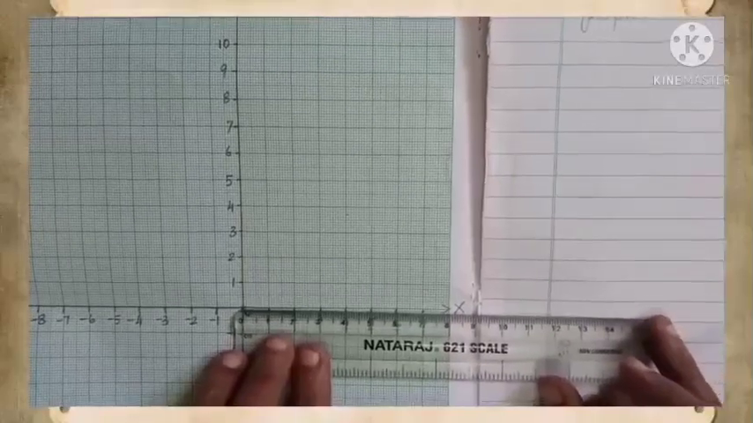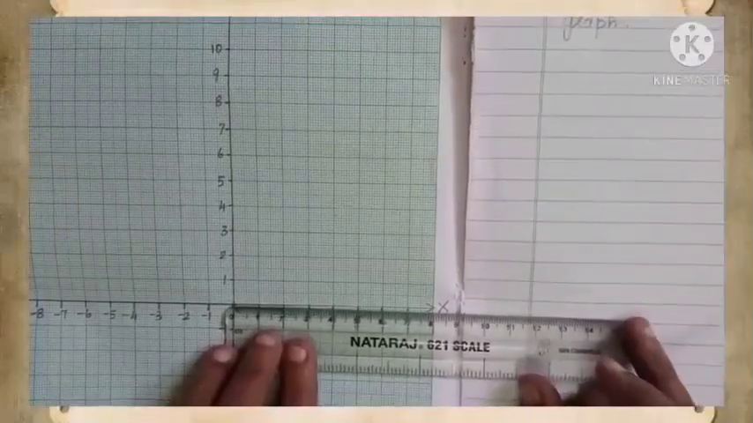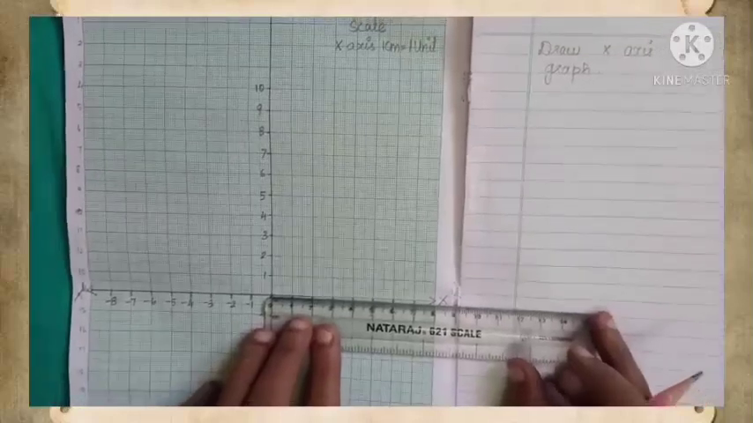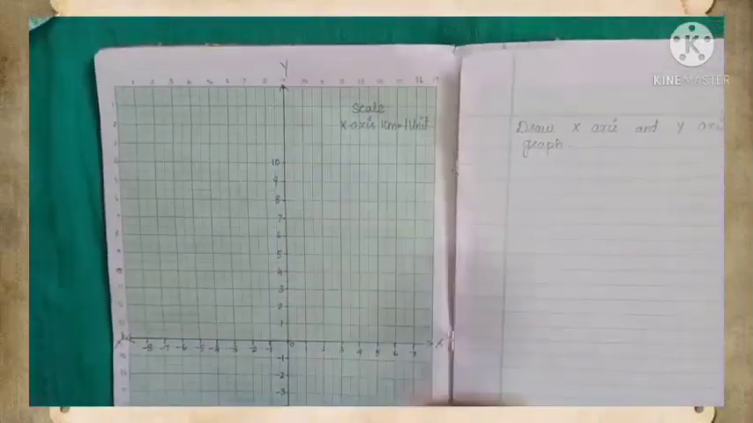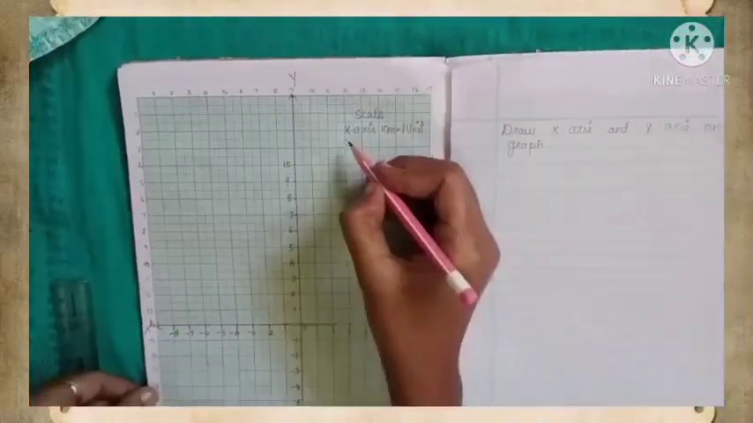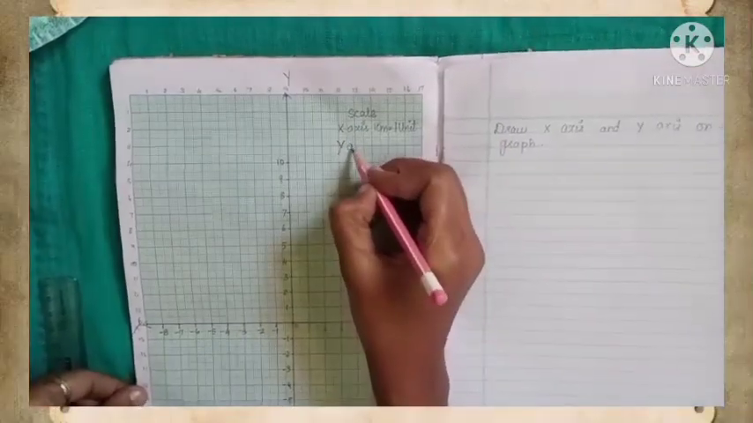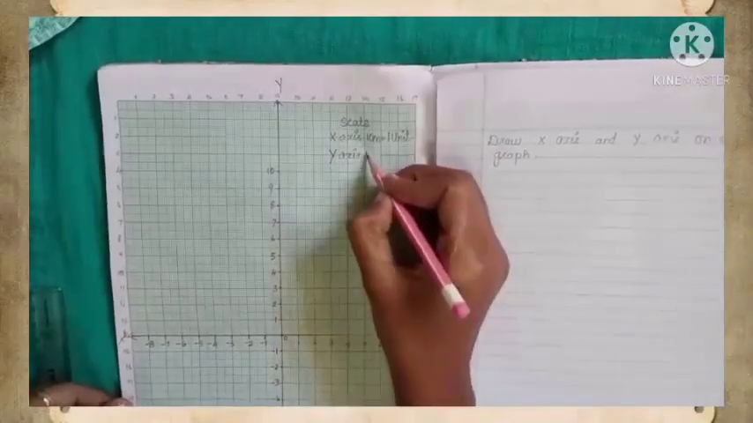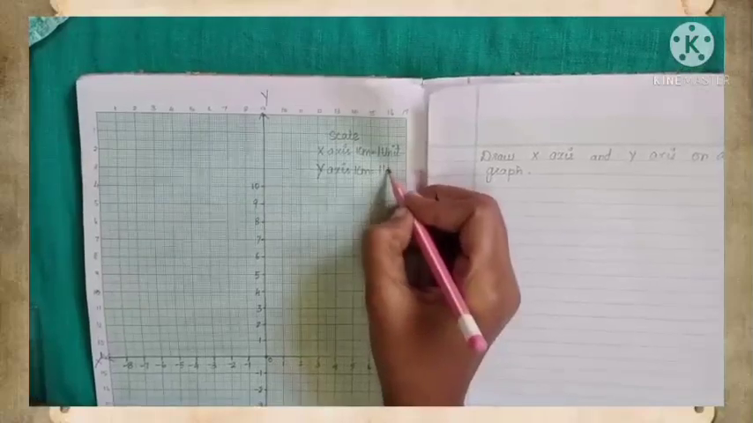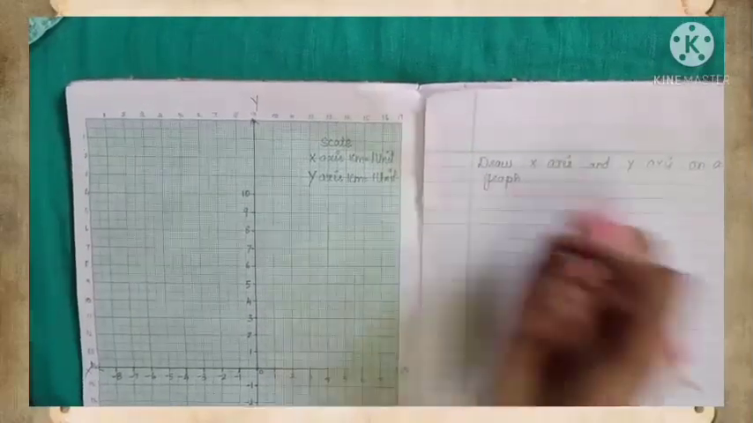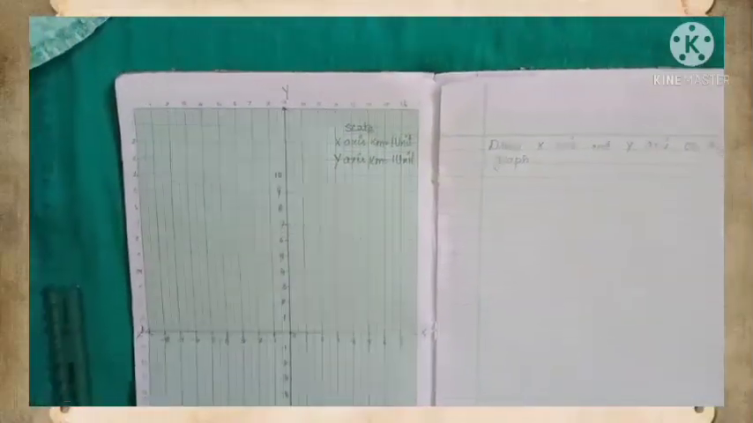So you should not say box. You should say 1 unit. So 1 unit is 1 centimeter. So x-axis 1 centimeter is equal to 1 unit. The same way y-axis 1 centimeter is equal to 1 unit. Are you all clear, children?